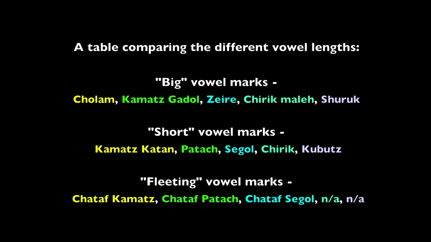Here's a table comparing the different vowel lengths. Big vowel marks are Holam, Kamats Gadol, Tzere, Hirik Male, and Shuruk. Short vowel marks are Kamats Katan, Patakh, Segol, Hirik, and Kubuts. And fleeting vowel marks are Khataf Kamats, Khataf Patakh, and Khataf Segol.